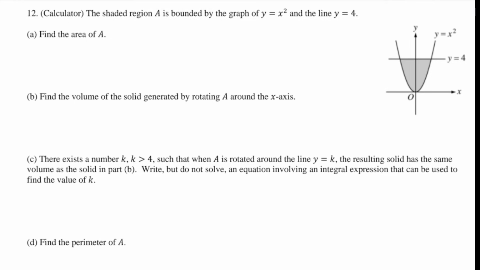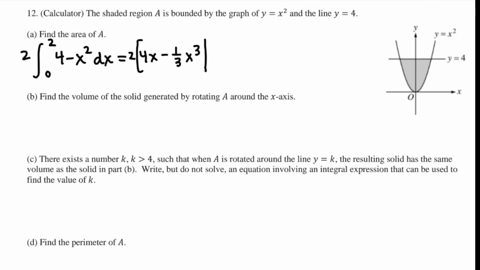So A is bounded by y equals x squared and y equals 4. There we go. Find the area of A, gladly. Those are going to intersect at negative 2 and 2, so 4 minus x squared is top minus bottom. So that's 4x minus 1/3 x to the third. I would prefer to plug in x equals 0, and because this thing has symmetry to it, I'm going to find the right half of it and then double it.